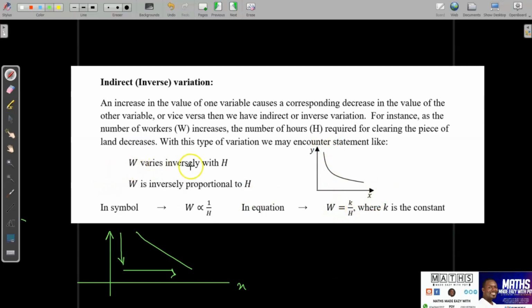So w varies inversely with h. That's a statement, and symbolically you can write it as w varies as 1 over h. And changing it into an equation, you must introduce the constant of variation, which is k. So w varies as 1 on h, and introducing the constant of variation, w will be equal to k multiplying 1 out of h, and that will give you what is here.